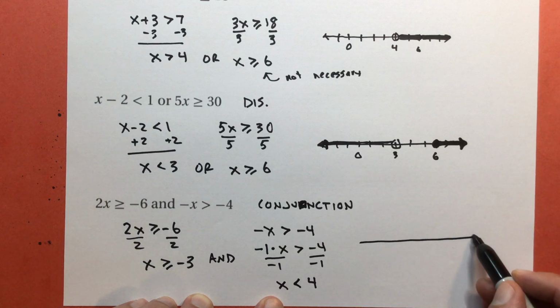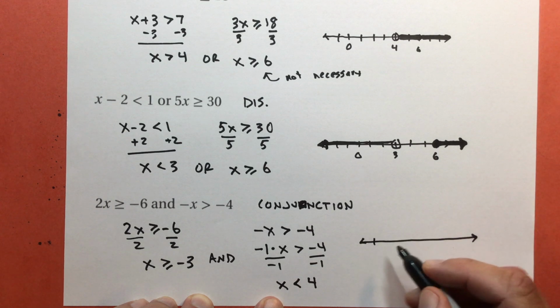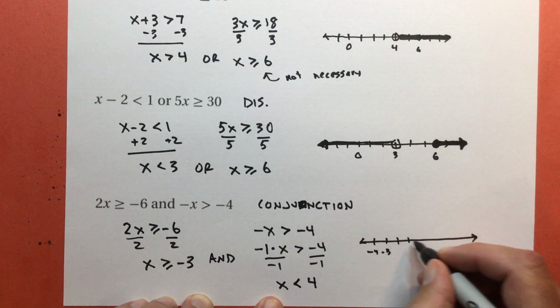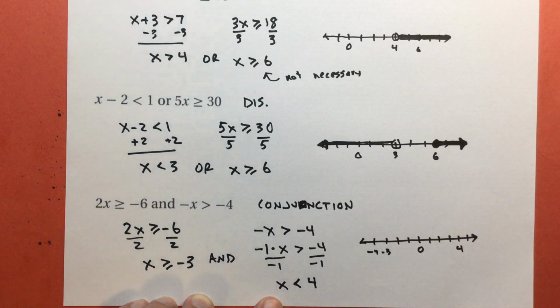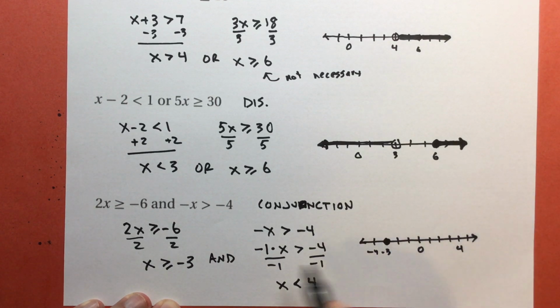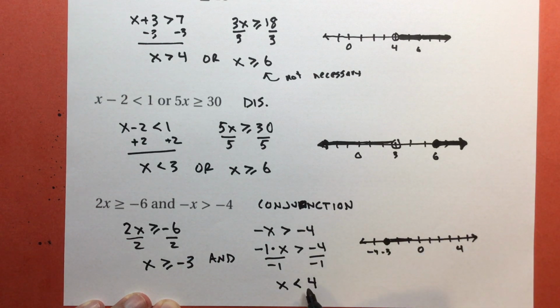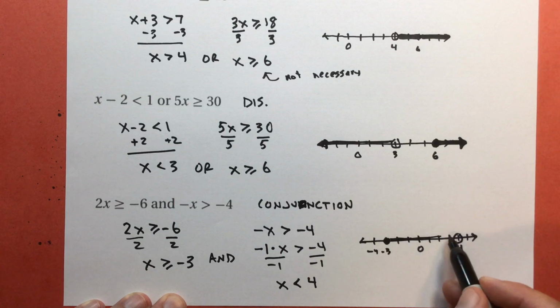So to draw my graph, make sure I drew my graph big enough. We'll do negative 4, negative 3, negative 2, negative 1, 0, 1, 2, 3, 4, 5. There's 4. All right, so I'm going to start at negative 3, and I'm going to fill it in, because negative 3 works, and I'm going to go this direction. But before I draw any more, I want to find out where the other boundary is. It's at 4 with an open circle, and it goes this direction.